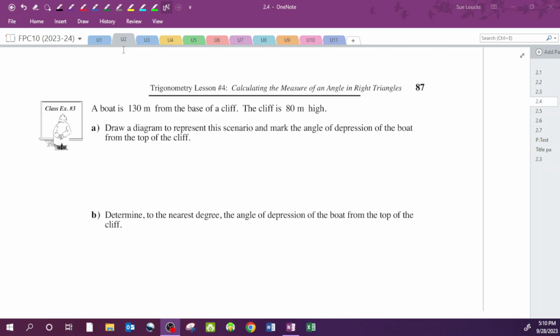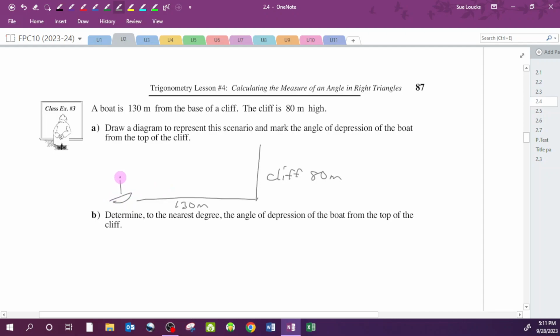Another example. It asks us to draw a diagram of this. So here's my cliff, and my cliff is 80 meters tall, and a boat is 130 meters away, and here's my boat. It's a sailboat. There's my little sailboat, okay? And we want to know the angle of depression to the boat from the top of the cliff.